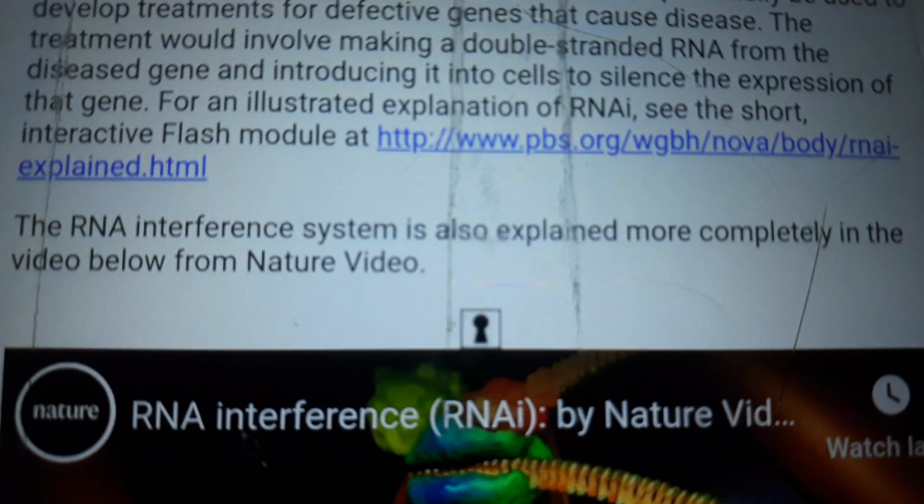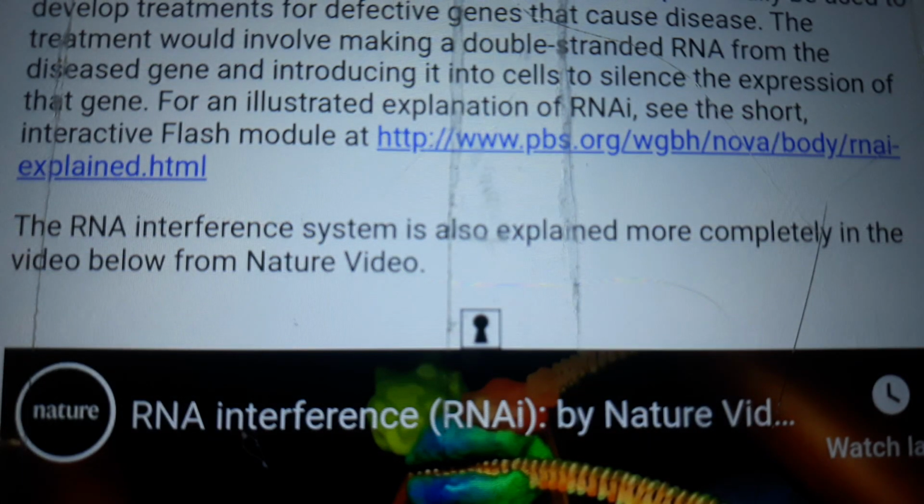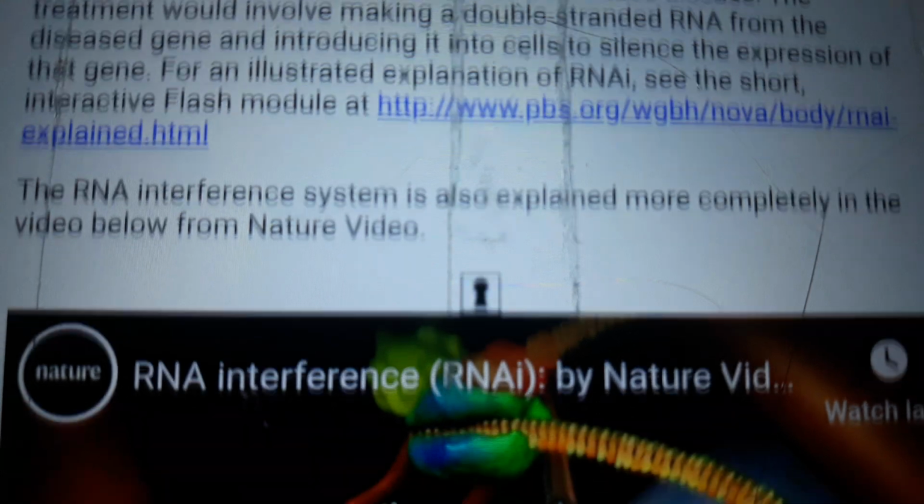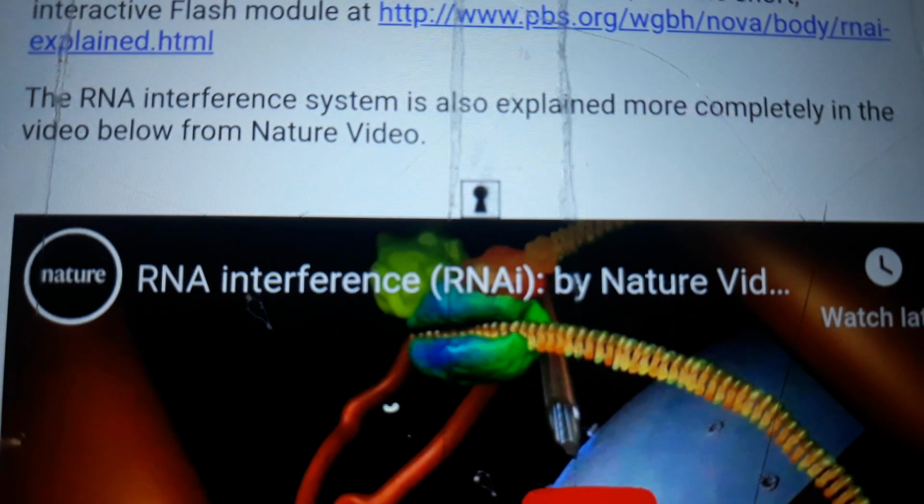The RNAi system could potentially be used to develop treatments for defective genes that cause disease. The treatment would involve making a double-stranded RNA from the diseased gene and introducing it into cells to silence the expression of that gene. And the RNA interference system is also explained more completely in the video below from Nature Video. Let's check this video as well, right?